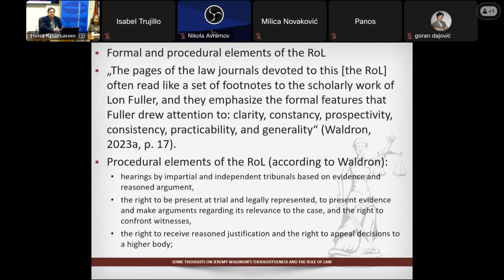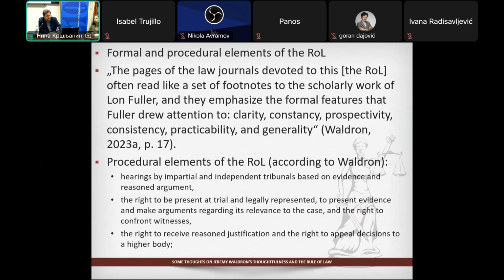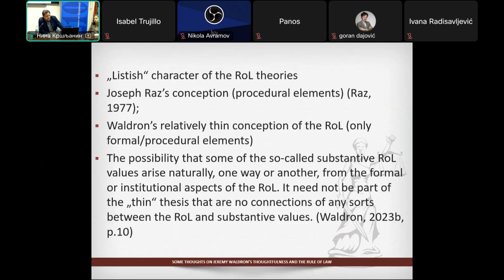He added some procedural elements, although we can find many of these procedural elements already in Joseph Raz's list of rule of law requirements. According to Waldron, these include requests for impartial and independent tribunals, the right to be present at trial, to be legally represented, to present evidence, and so on, the right to receive reasoned justification, which is also relevant from the perspective of AI application, and the right to appeal decisions to a higher body. His conception is relatively thin.